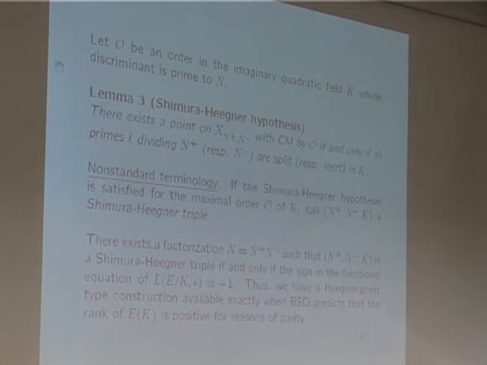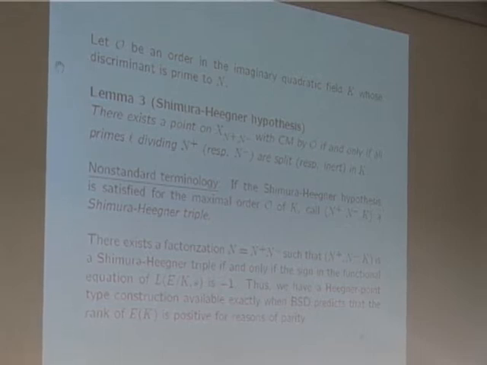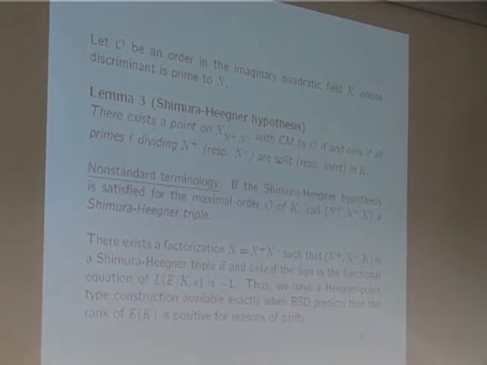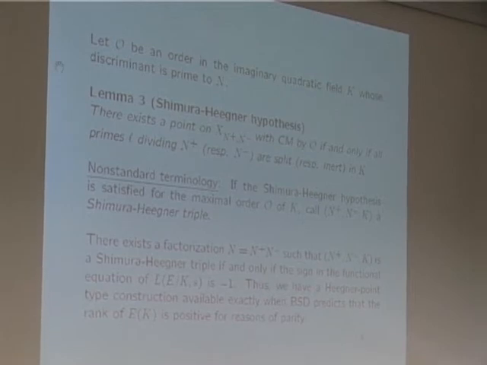Which quadratic field should we expect to get Heegner points from which Shimura curves? And the philosophy that's guiding this involves the L-functions of the elliptic curves. So let me introduce some very non-standard terminology, which I'm just introducing to make the next sentence more comprehensible. If the Shimura-Heegner hypothesis, this above Lemma 3, is satisfied for the maximal order O of K, let me call (N+, N-, K) a Shimura-Heegner triple. I'll never use this terminology again after this slide.